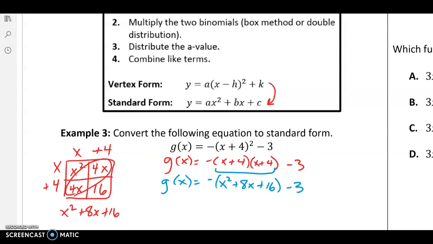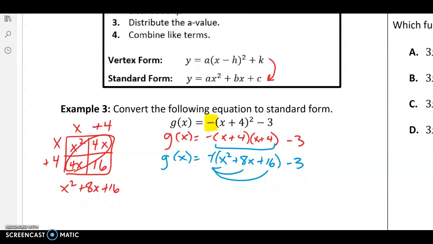Okay, so we've done step 1 and 2. Now we're distributing the A value. Remember, the A value is the value in front of the parentheses. For us, there's just a negative, which means our A value is actually -1. And so now we need to distribute it or multiply it to each of the terms in the parentheses only. Okay, so let's multiply that out.